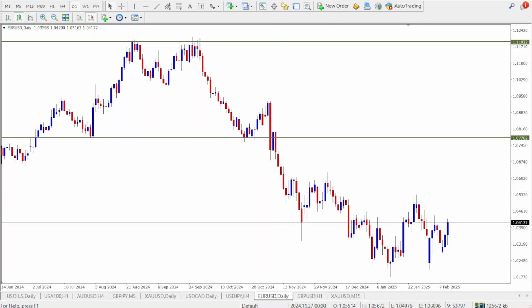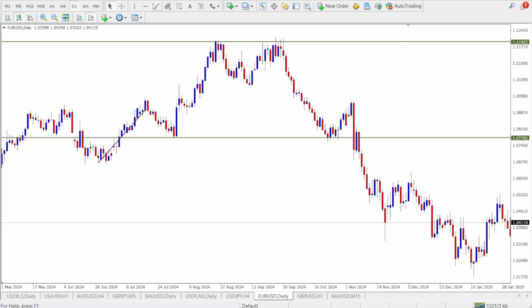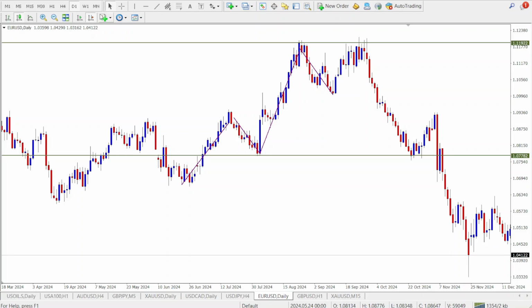Okay, thirdly, let's talk about market structure. The trend is your friend. Now, you've probably heard the phrase, the trend is your friend, right? That's because price tends to move in structured waves, forming higher highs and higher lows. You can see this is a bullish market structure where you have higher highs and higher lows, right? Can you see that? Higher highs and higher lows.